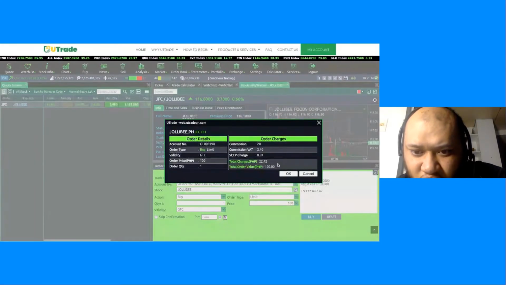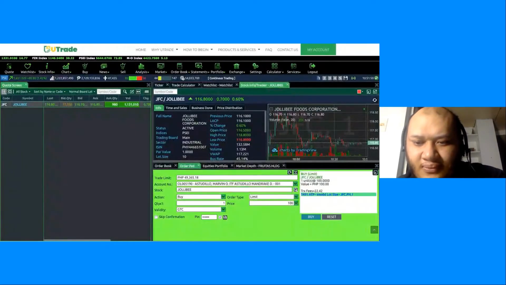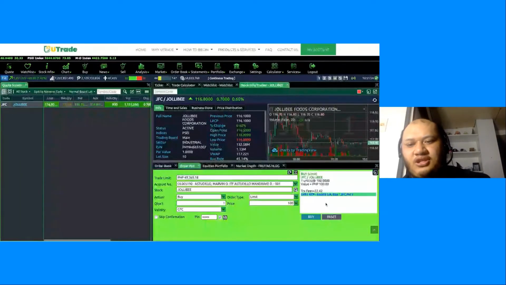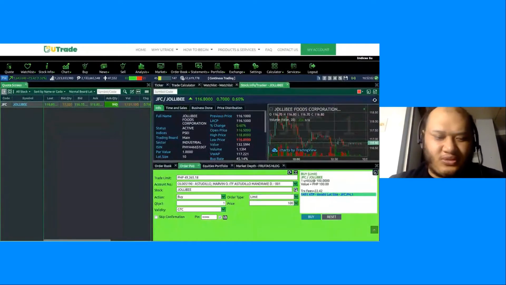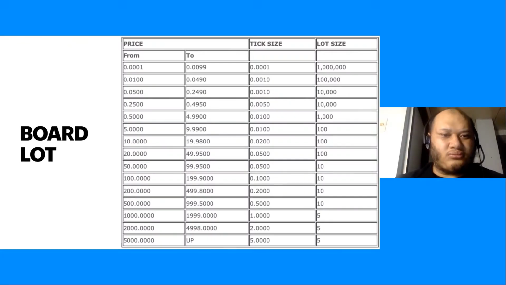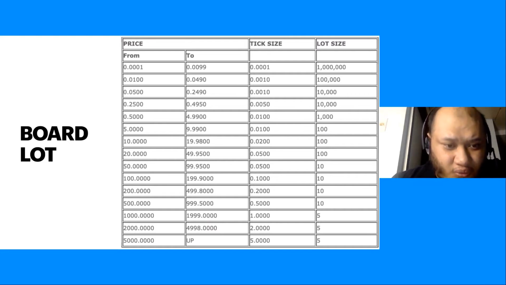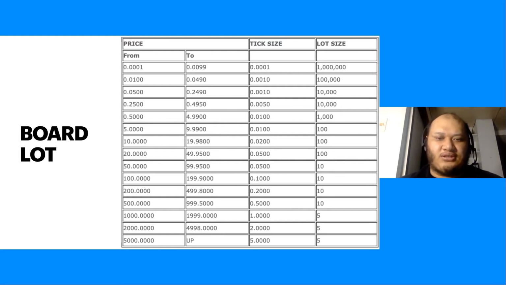So the total is 100 pesos, and then the charge is 22.42. That's the commission and the different charges. So I click on OK, and then it tells me invalid lot size. Meaning I cannot buy it, because the minimum for Jollibee, let's go back to our slide, for 100 pesos, the minimum is 10 stocks or 10 shares.